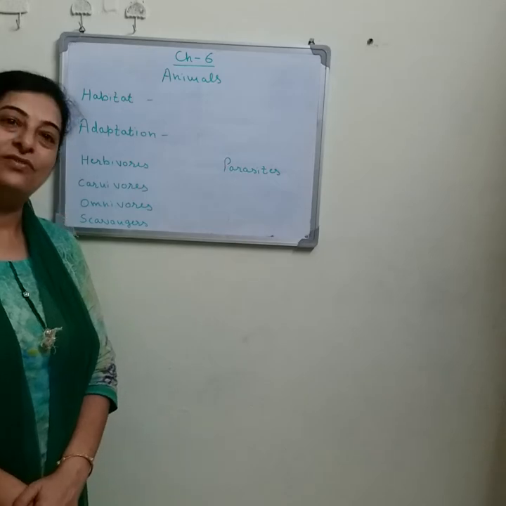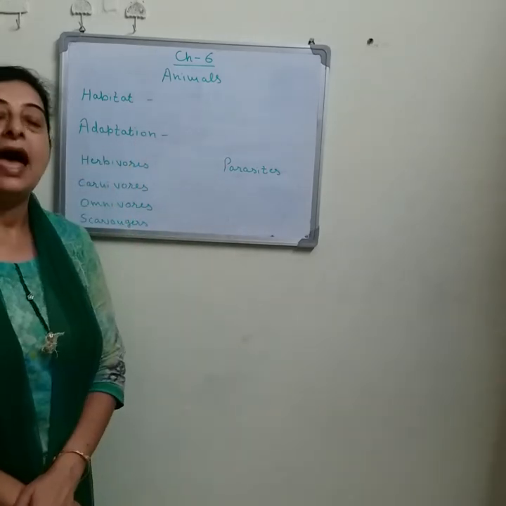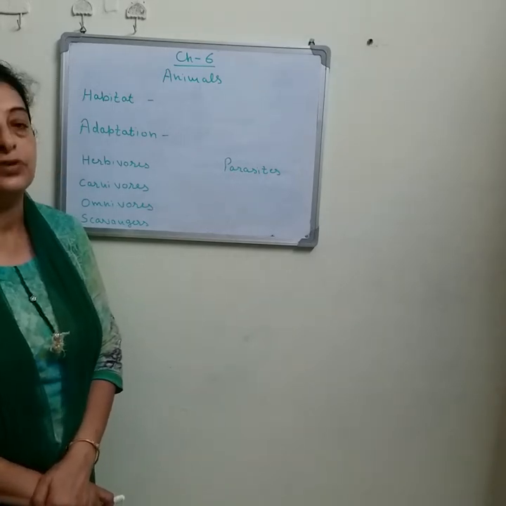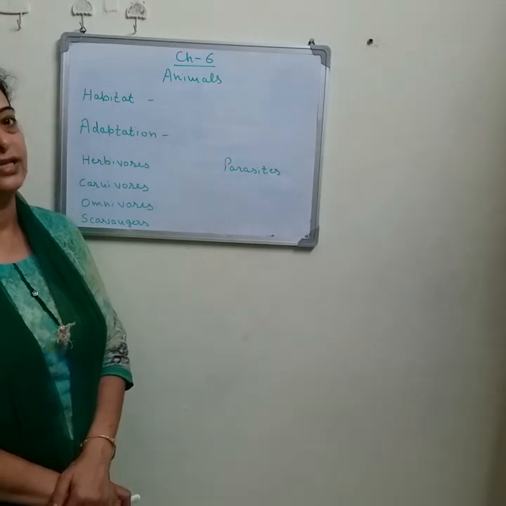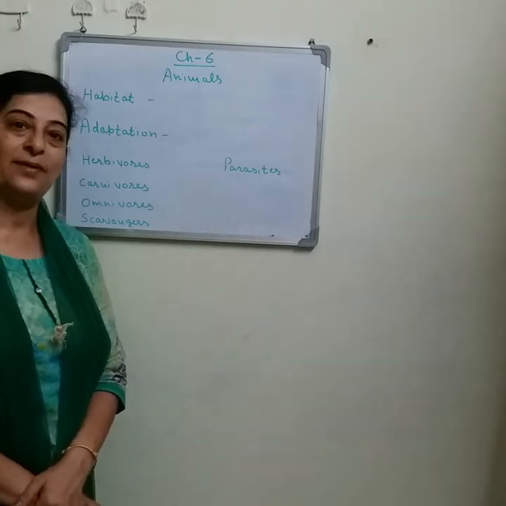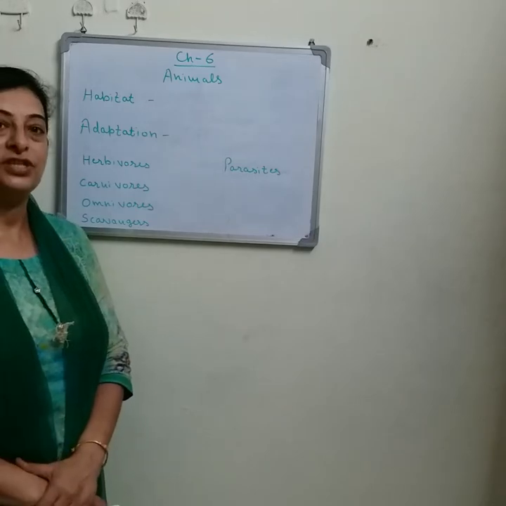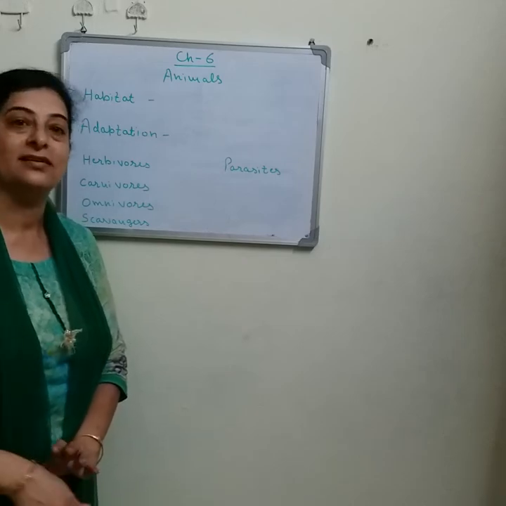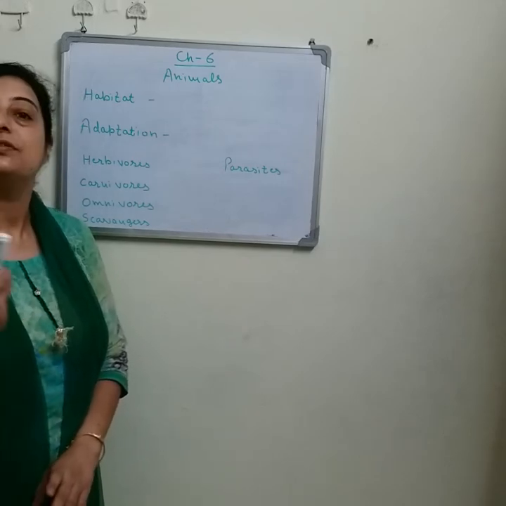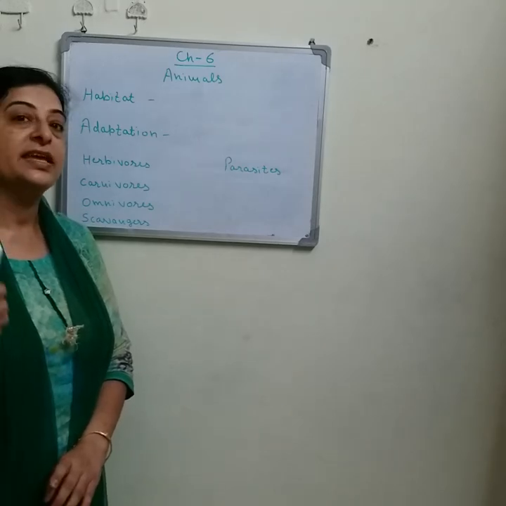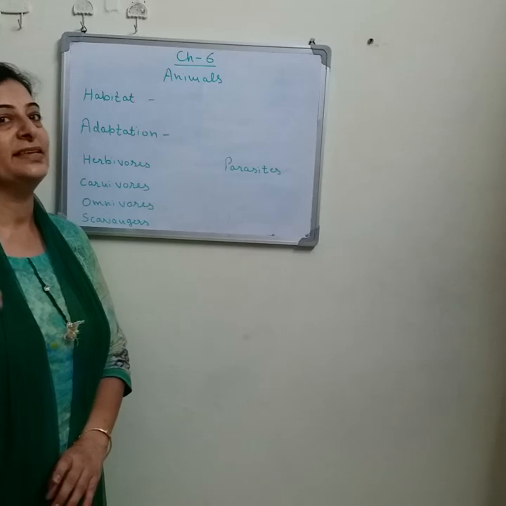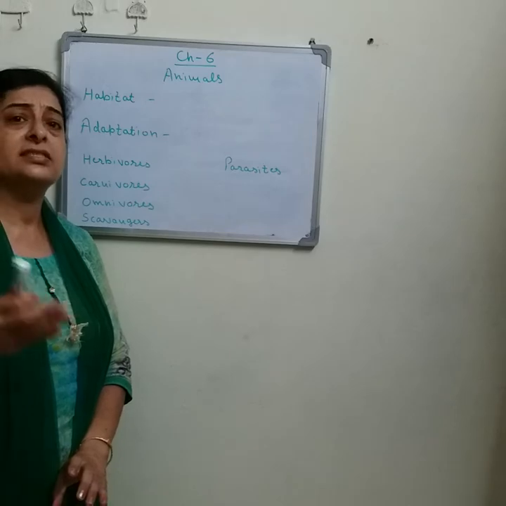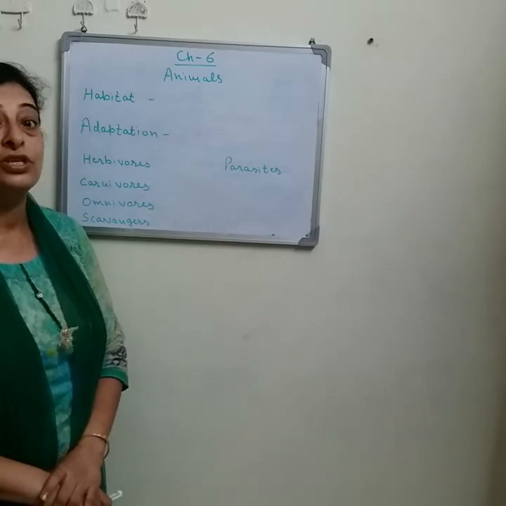First of all, we will discuss what a habitat is. Habitat means the place where an animal lives naturally, or you can say where any living organism lives naturally. For example, the habitat of a fish is water, and the habitat of a camel is the desert. It is the place where they live naturally, where they get food and all the basic necessities. That is their habitat.